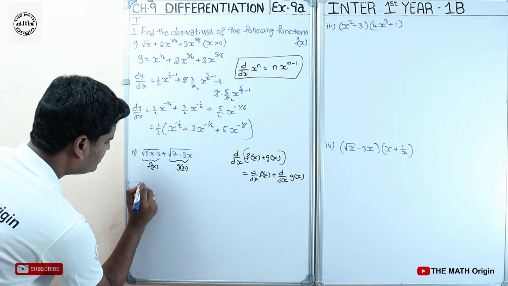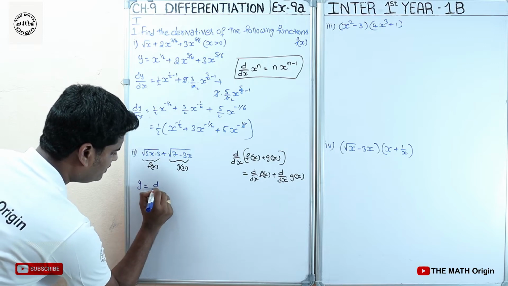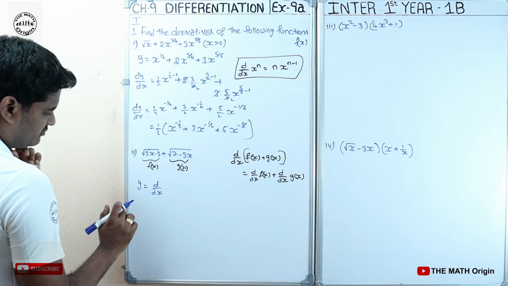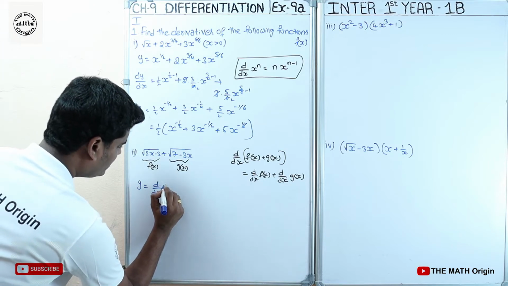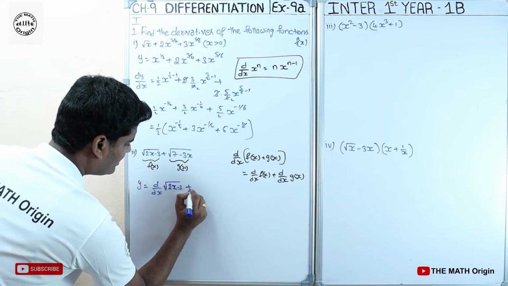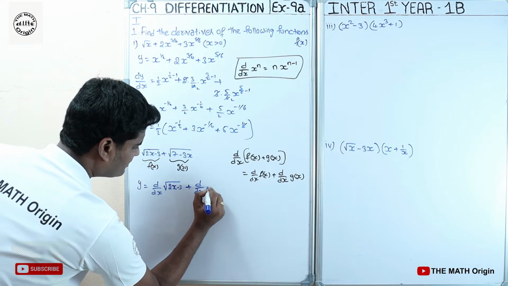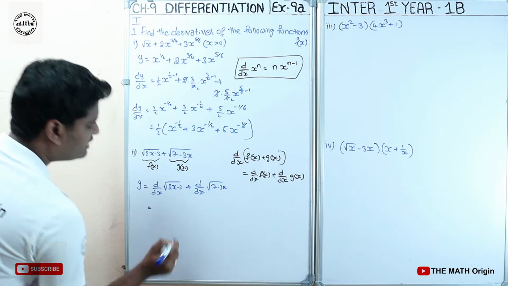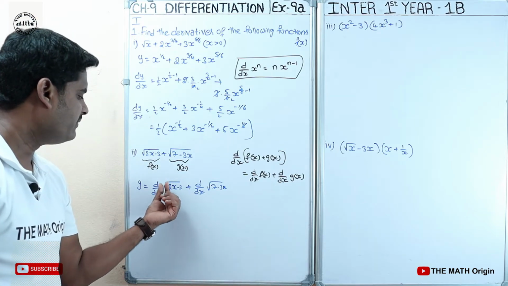So let's apply the individual derivative, like y is equal to, dy by dx of root of 2x minus 3 plus dy by dx of root of 7 minus 3x. Okay, therefore that is equal to, if you see here, it is root x.